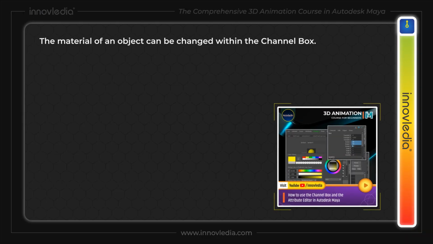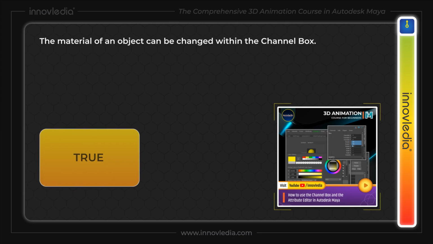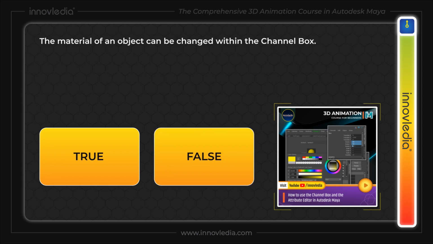The material of an object can be changed within the channel box. The options are true, false. Your time starts now. And the correct answer is false.